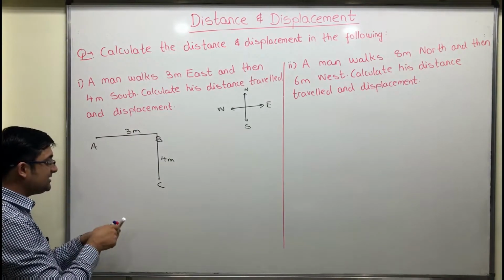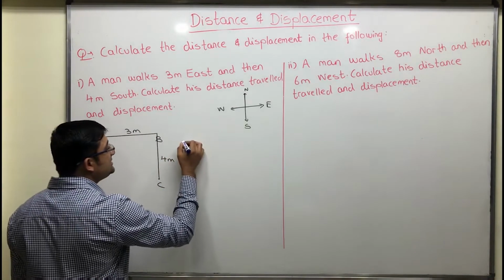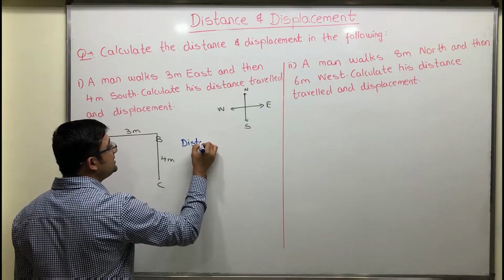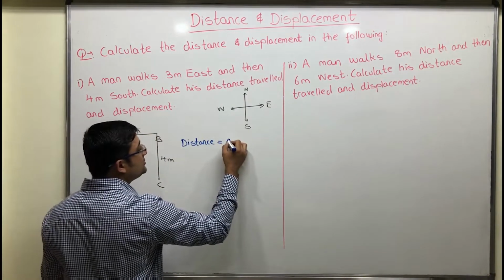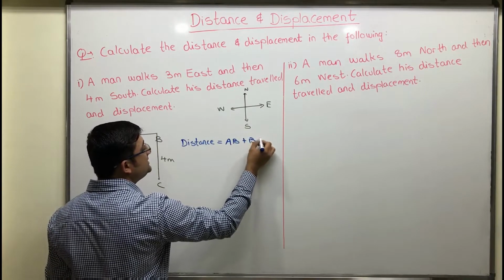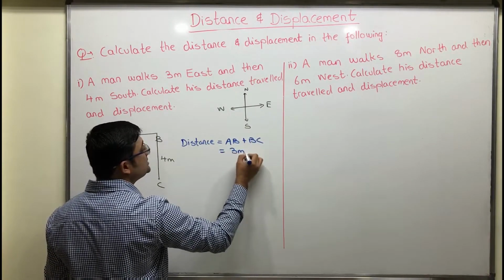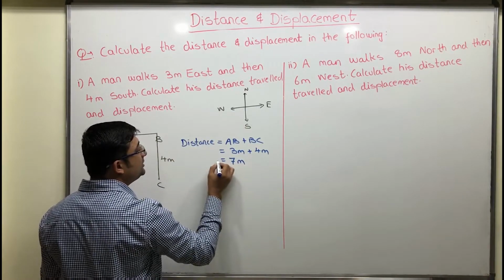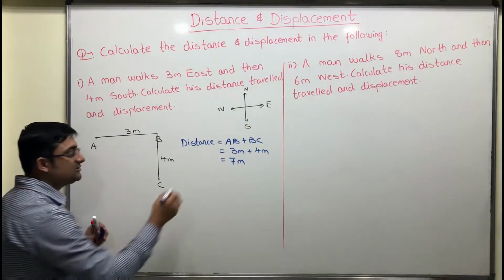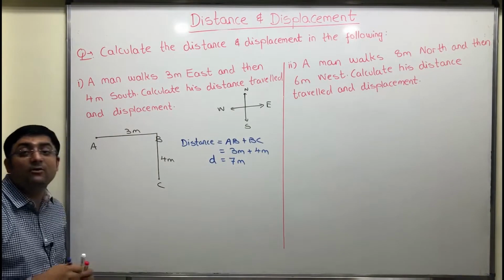Now let's calculate distance and displacement. So see guys, distance is very simple. Distance or D is equal to AB plus BC. So AB plus BC, that is 3 meters plus 4 meters, that is equal to 7 meters. So distance traveled is 7 meters. Very simple. Now what about displacement?